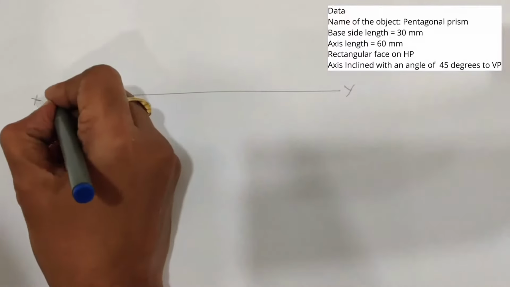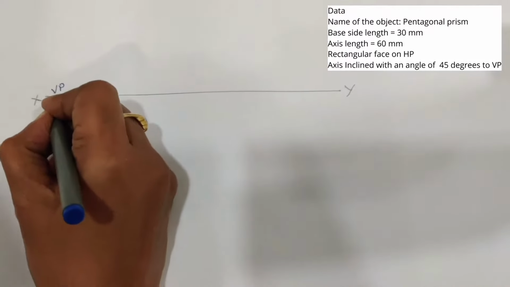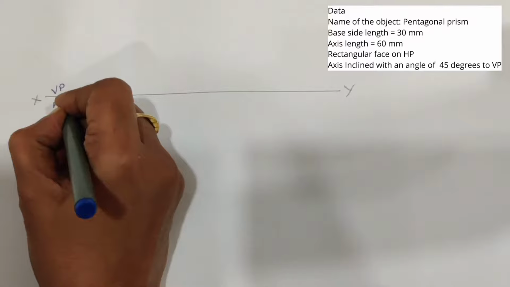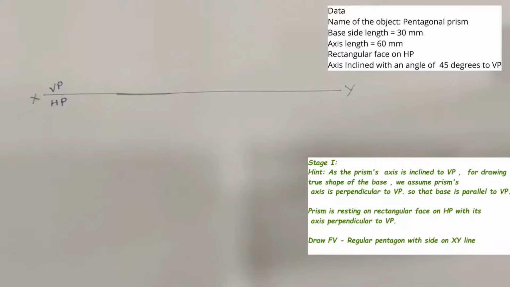This is the vertical plane and this one is the horizontal plane. Then draw the front view of the pentagonal prism, that is a pentagon. Here the pentagonal prism is resting on its face on HP, so the face containing the base edge falls on the XY line.